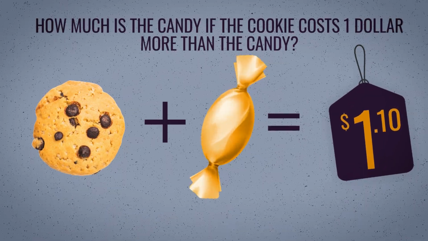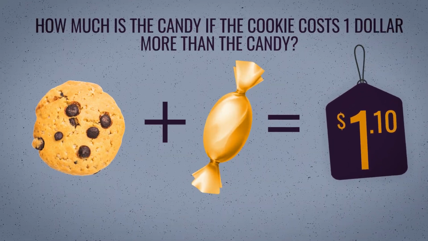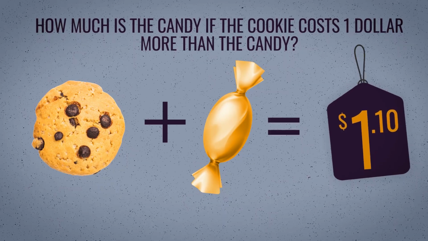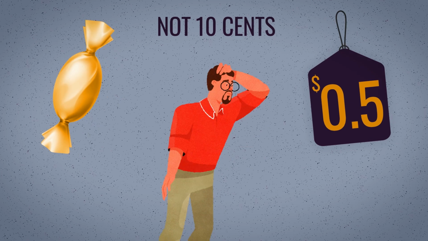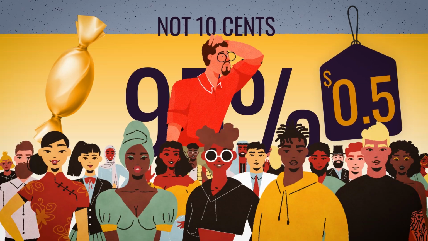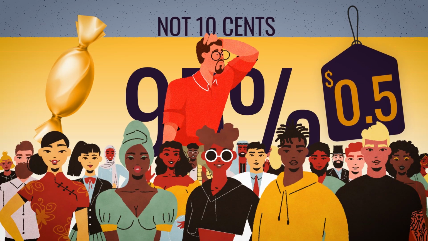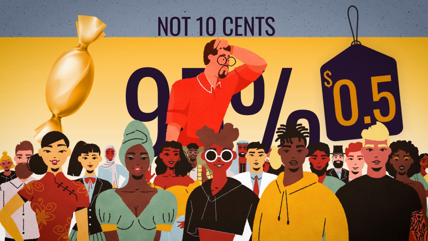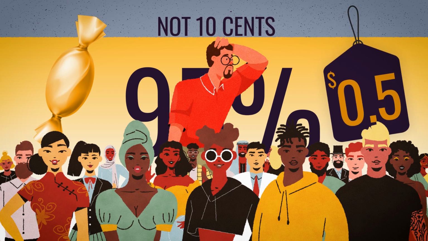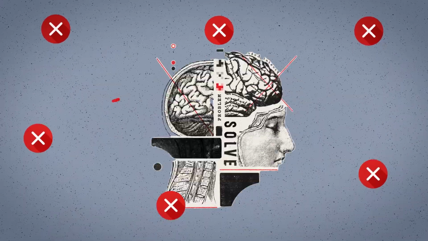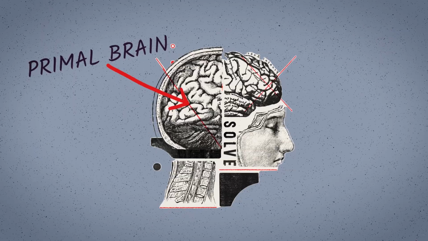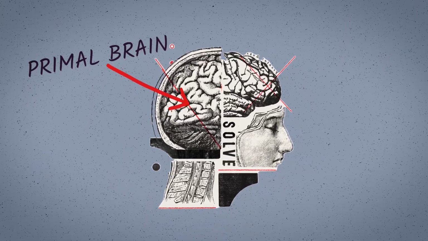How much is the candy if the cookie costs $1 more than the candy? The answer is 5 cents, not 10 cents. It seems so weird that you and over 95% of people we have tested on this question fail to solve a seemingly easy math equation. However, the error can be explained by the dominance of the intuitive and fast nature of the primal brain, which made you jump to the wrong conclusion.